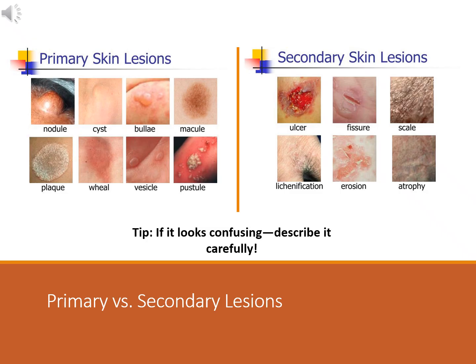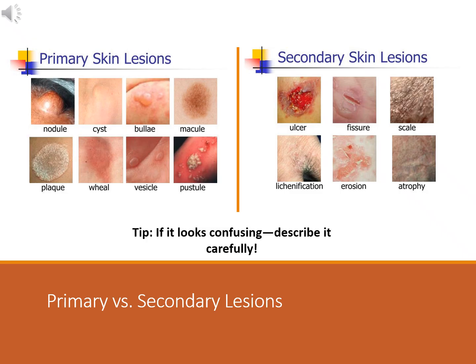Then you have nodules. So these are solid, deeper lesions. These are oftentimes under the skin and larger than 1 centimeter, and an example of this would be a lipoma underneath the skin. For your secondary skin lesions, again, these often result from either scratching, healing, infection, or an evolution of a primary lesion itself. So some common secondary lesions we see are ulcers.